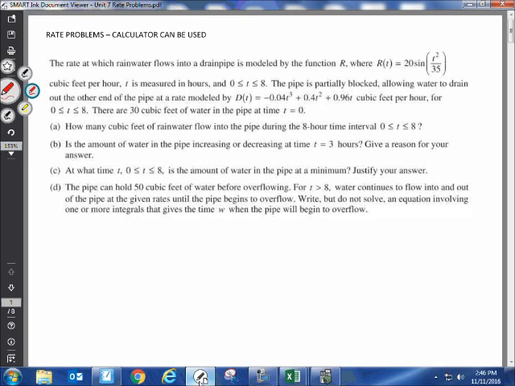The rate at which water flows into a drain pipe is modeled by R, where R of T is 20 sine T squared over 35. The pipe is partially blocked, allowing water to drain out the other end of the pipe at a rate modeled by D, in cubic feet per hour, for 0 to 8. There are 30 cubic feet of water in the pipe, starting at time 0. Part A, how many cubic feet of rainwater flow into the pipe during the 8-hour time interval? Go. You'll need a calculator.